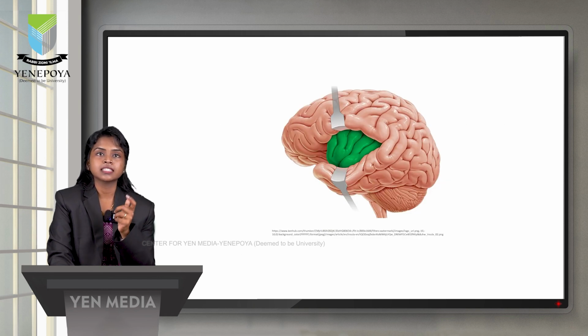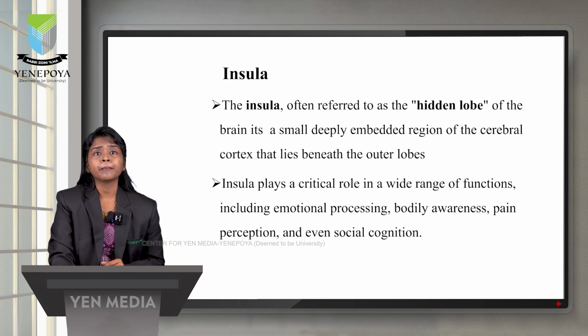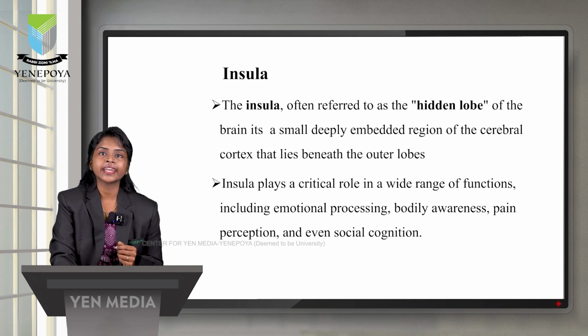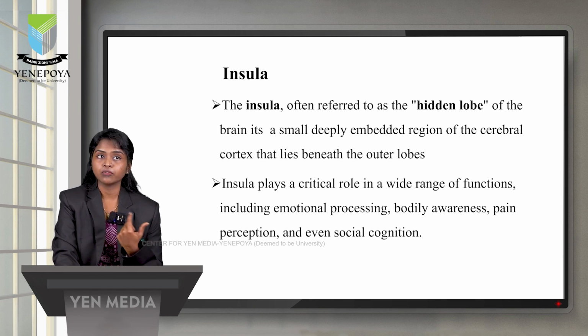You can see in this image the insula, that greenish area is considered the insula. It is considered a hidden part of the lobe. The insula plays a critical role in a wide range of functions, which includes emotional processing, bodily awareness, pain perception, and even social cognition in the environment or society.